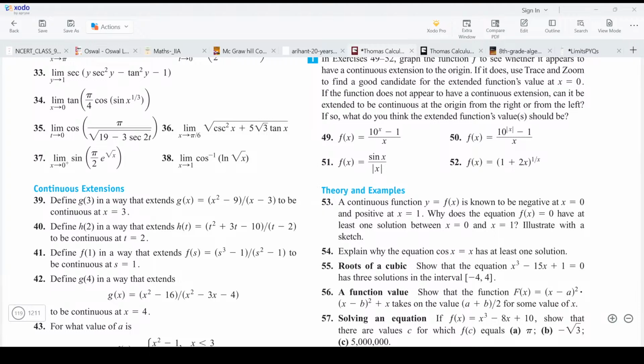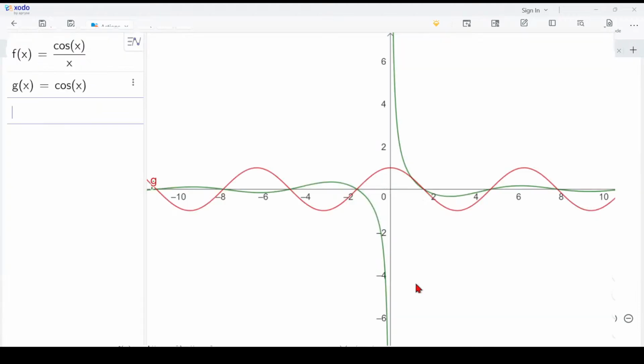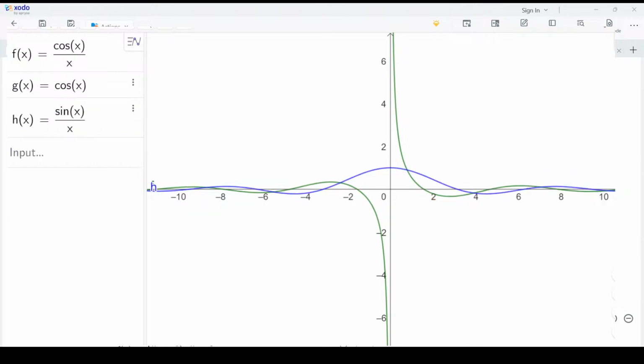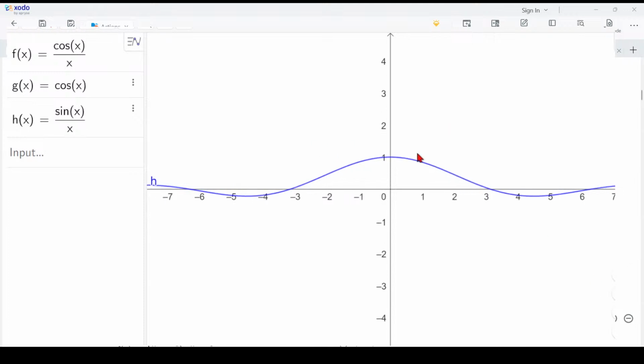For sin x by x, the limit is 1. Okay, there's a difference. Sin x by x at 0 is not defined, but we agreed that it approaches 1. At 0 it is definitely not defined because it is something by 0. But it approaches 1, that's what we have said. So the limit is actually equal to 1. There's a hole here, but the limit is actually equal to 1.